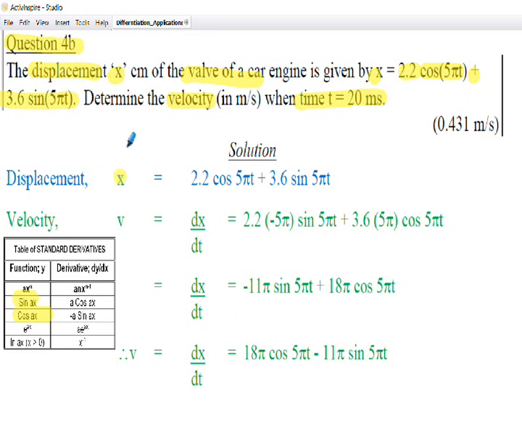So the displacement x in this case is 2.2 times cos of 5 pi t plus 3.6 times the sine of 5 pi t. To find the velocity equation, we've got to differentiate x with respect to t, and again this is a standard form differential. I will let you work this through on your own, but you'll end up with the velocity equation, or dx by dt, as being 18 pi times cos of 5 pi t, take away 11 pi times the sine of 5 pi t.